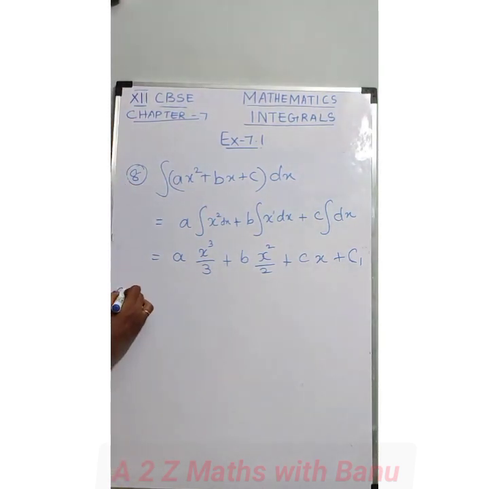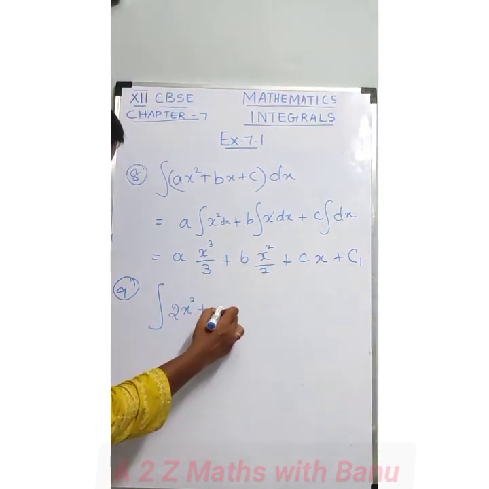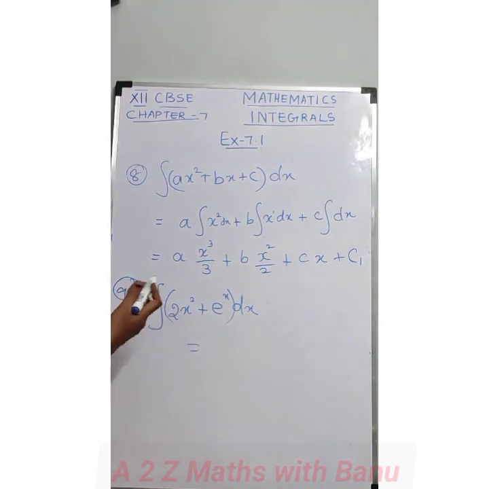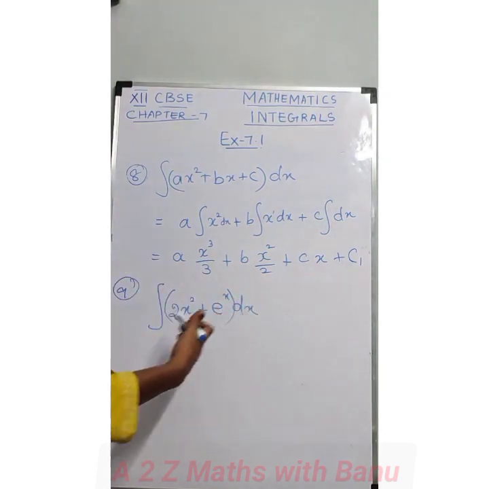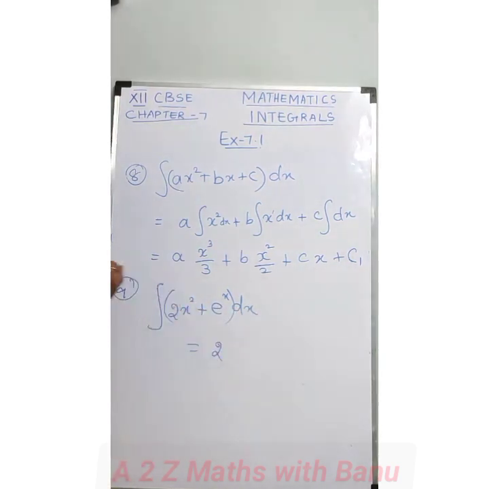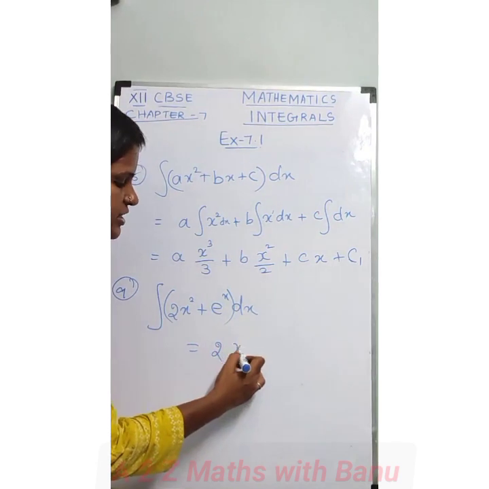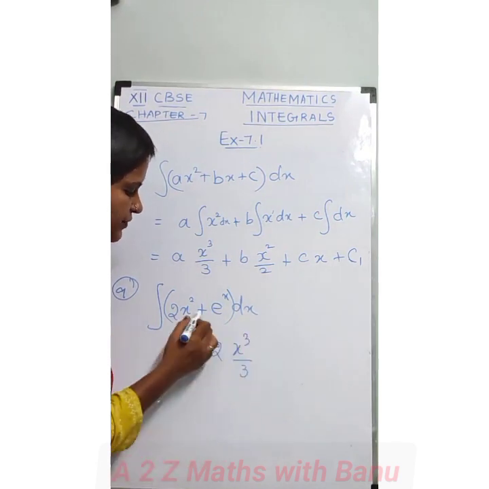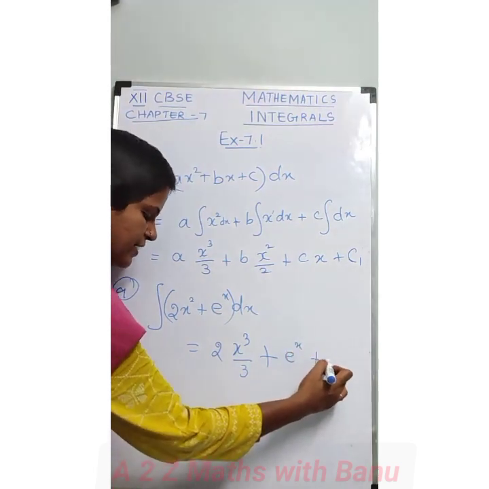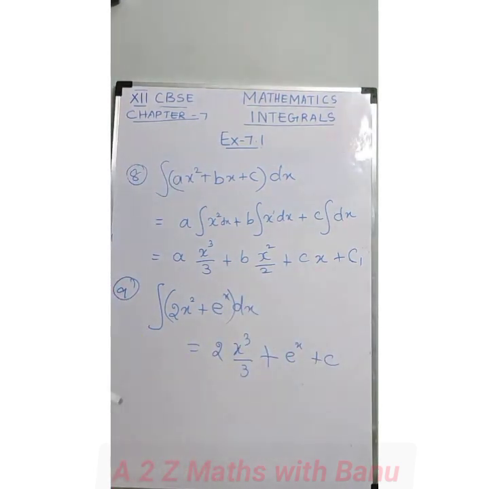Now we have the ninth problem, which is integral of 2x square plus e power x dx. Now let me integrate as it is without separating, that is without using the linearity property. Simply straight away you can integrate. 2 I can take outside. The integration of x square is x cube by 3, and we have plus e power x whose integration is e power x itself, and then plus c.